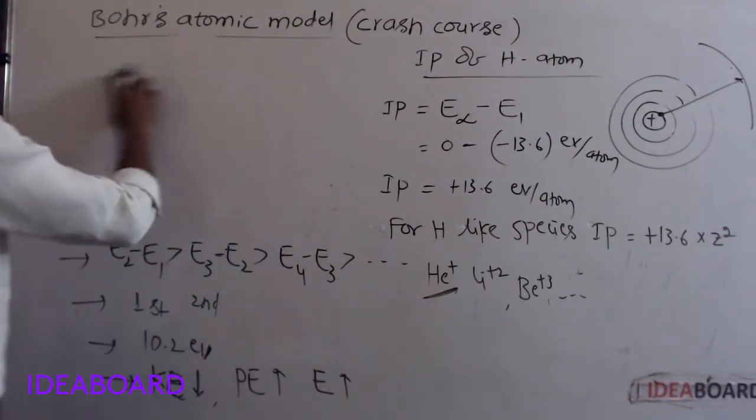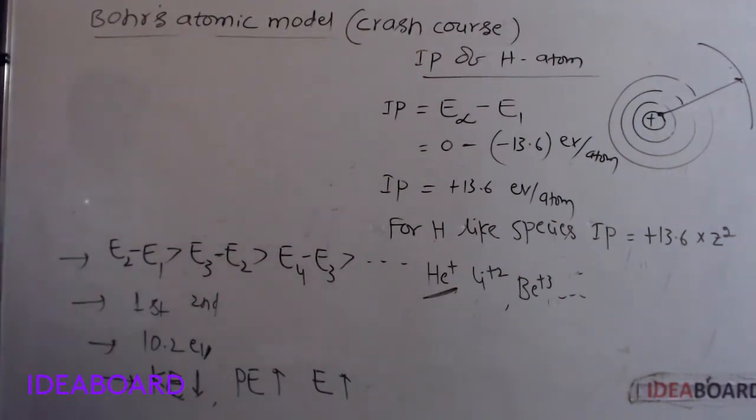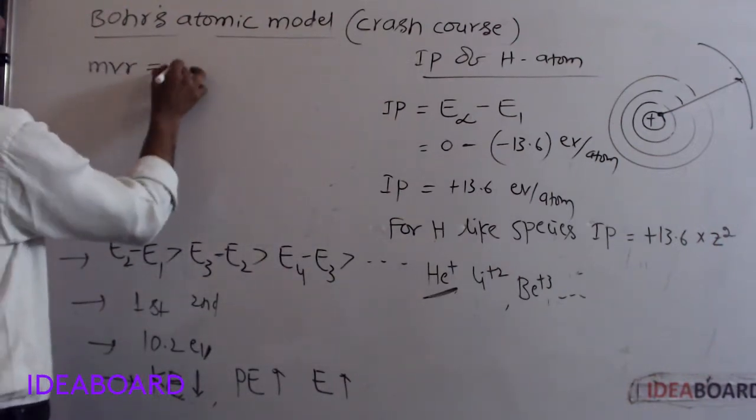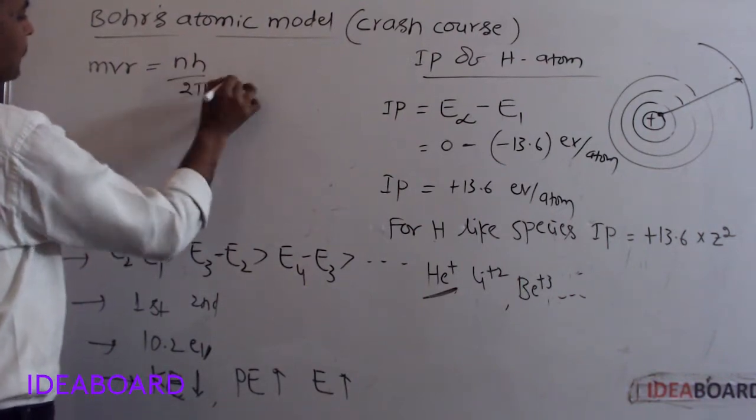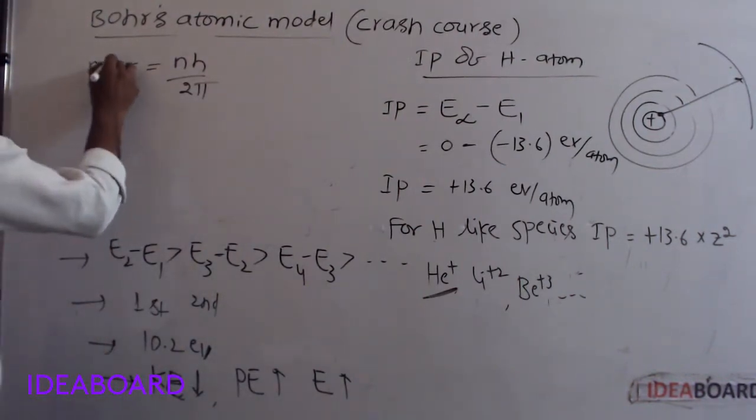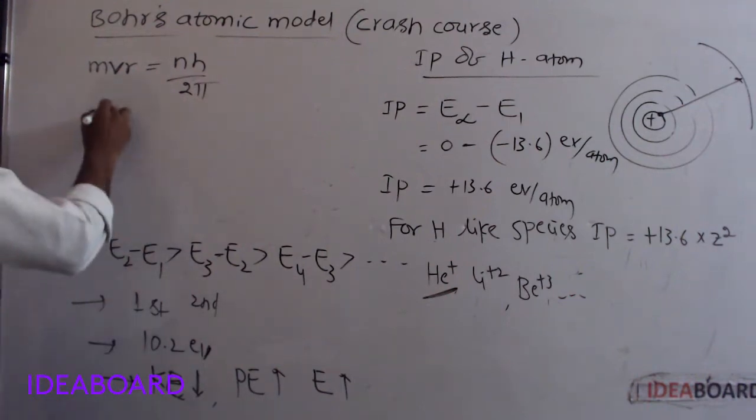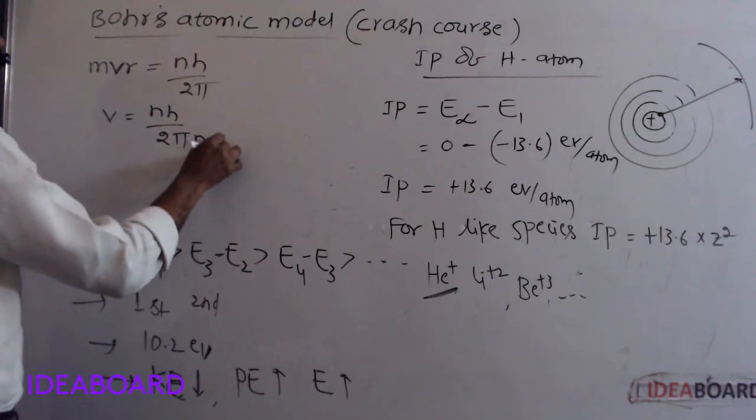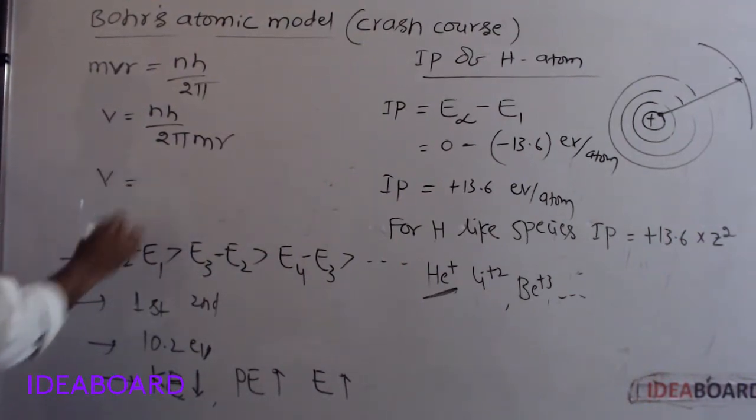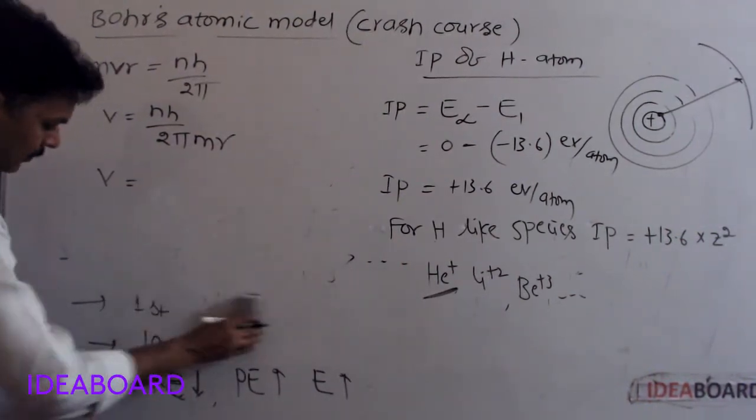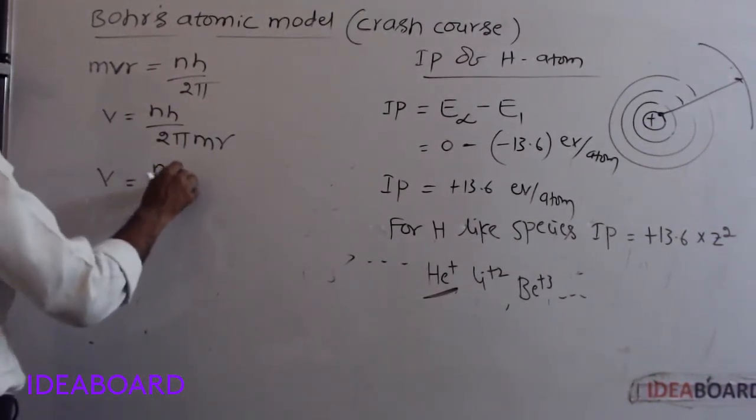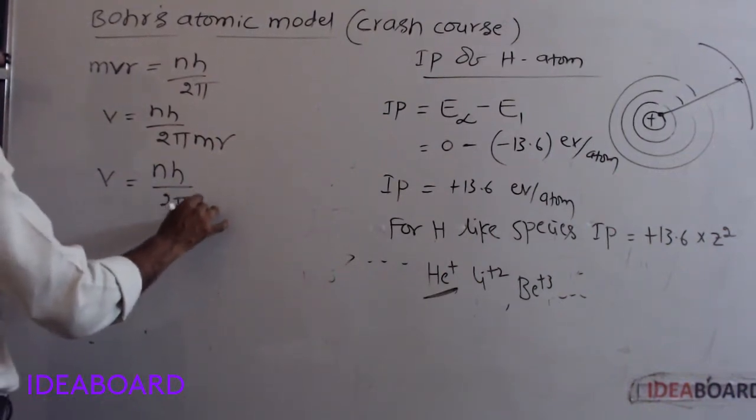Next, expression for the velocity of the electron. We know that mvr is equal to nh by 2 pi. Here v is the velocity of the electron. Then v is equal to nh by 2 pi mr.